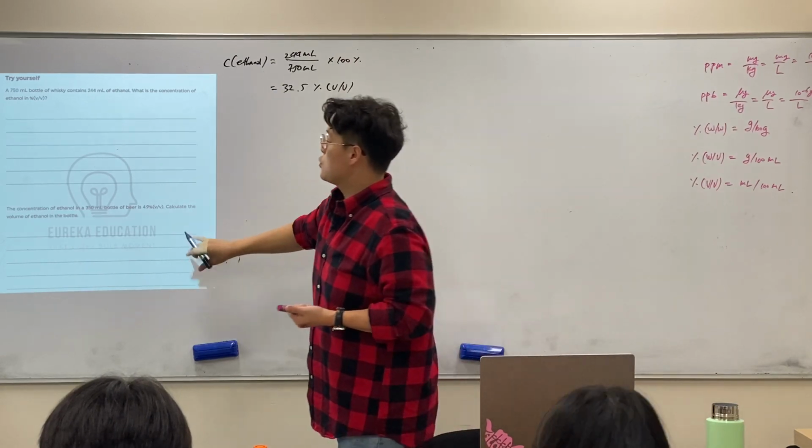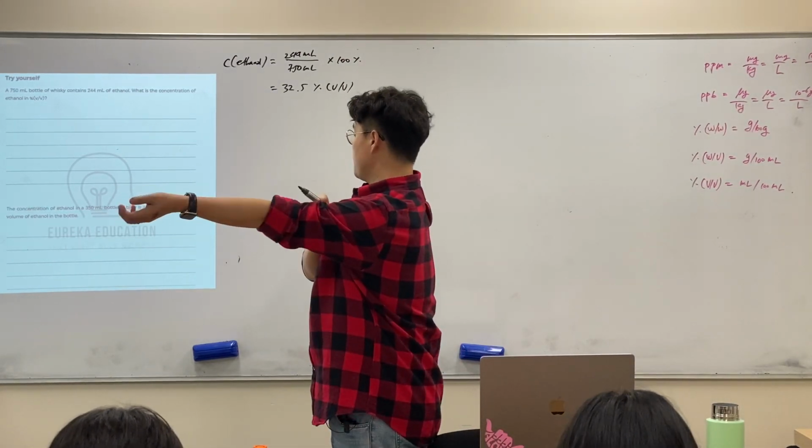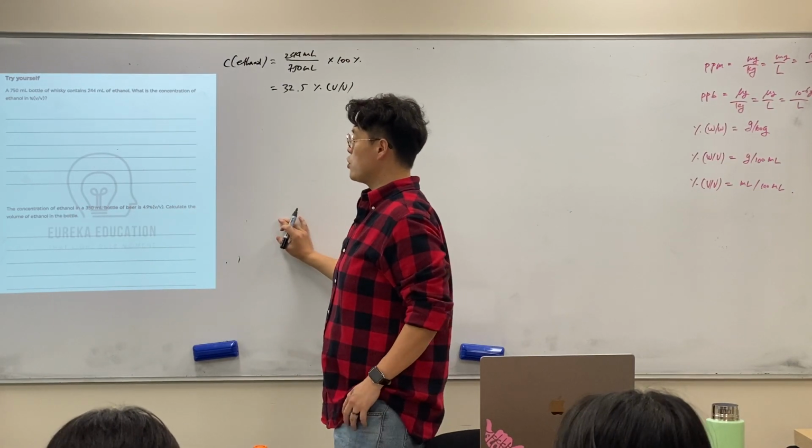Yes. Next one, the concentration of ethanol in a 350 mL bottle of beer is 4.9%. Find the volume of the ethanol in the bottle.